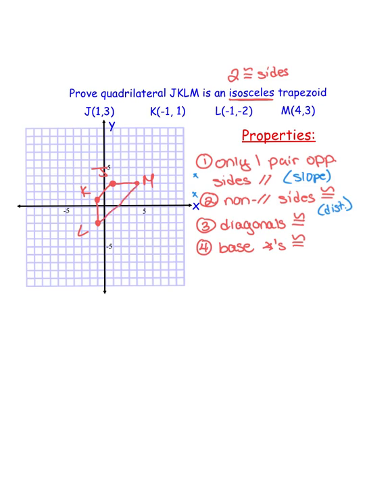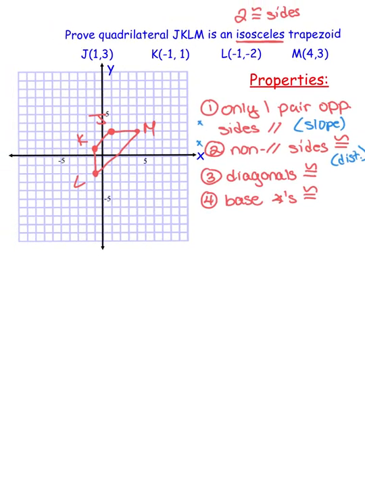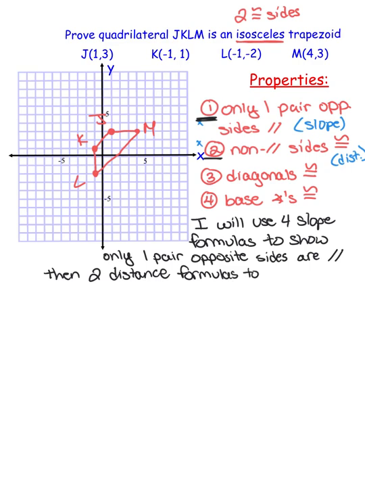So now we go back to writing a plan. So my plan here, because I'm using 1 and 2, I'm going to write I will use 4 slope formulas to show only one pair of opposite sides are parallel, then 2 distance formulas to show the non-parallel sides are congruent.